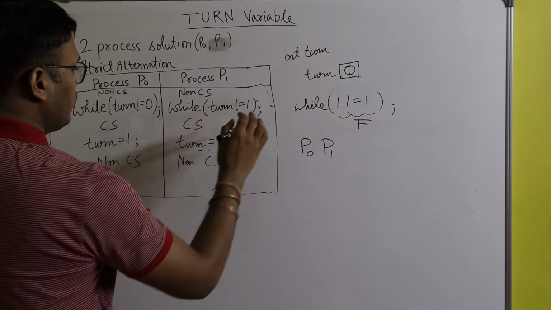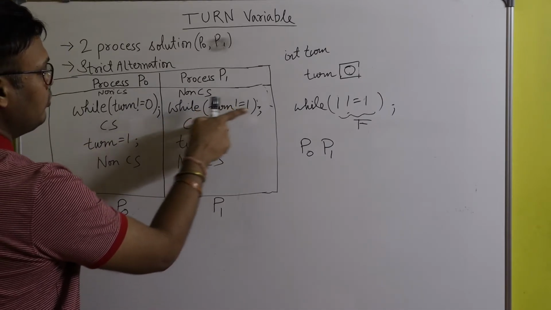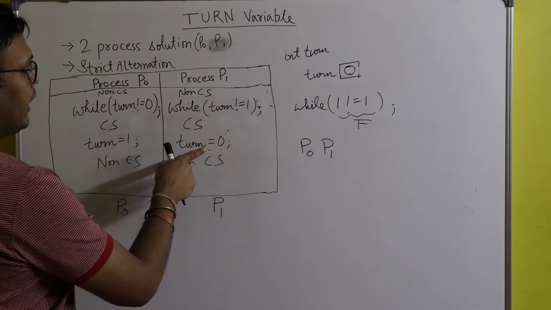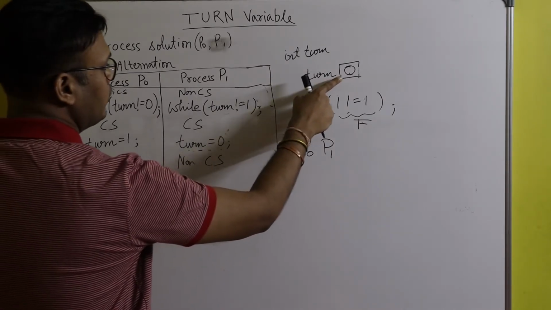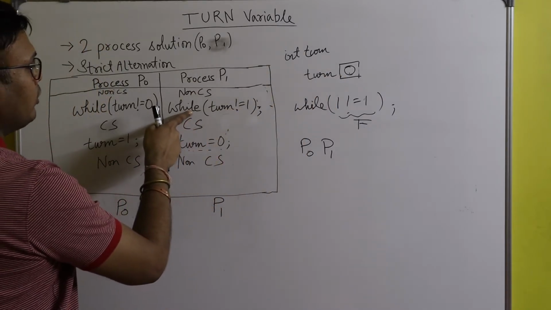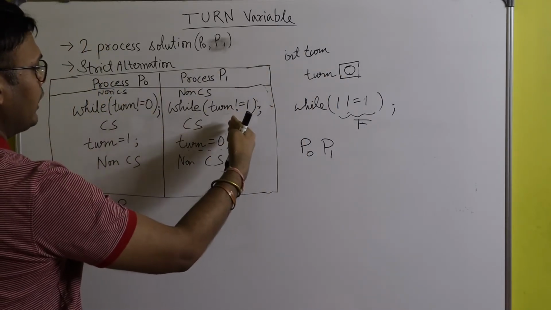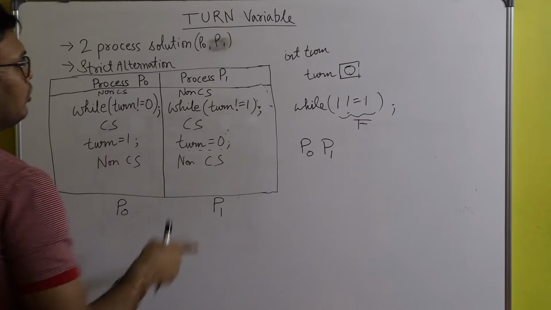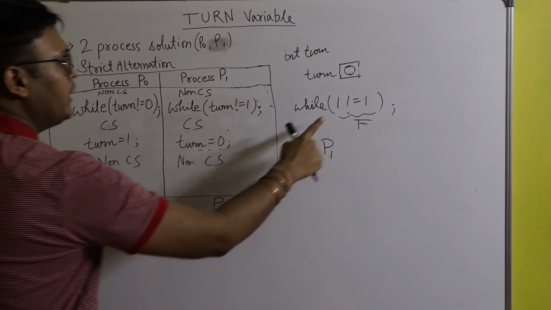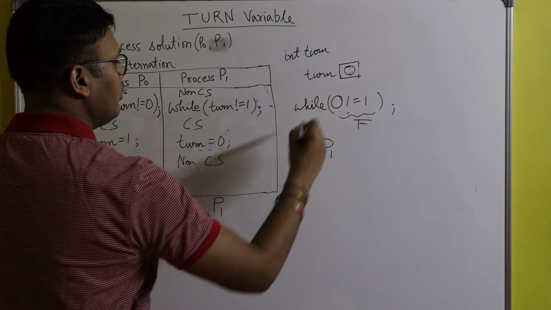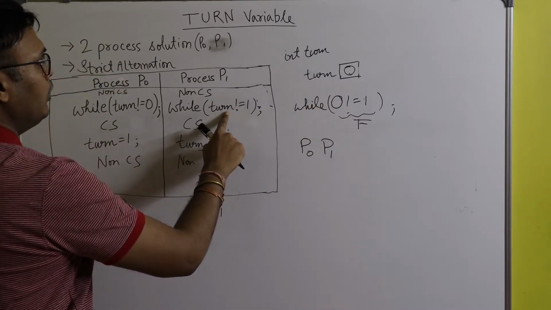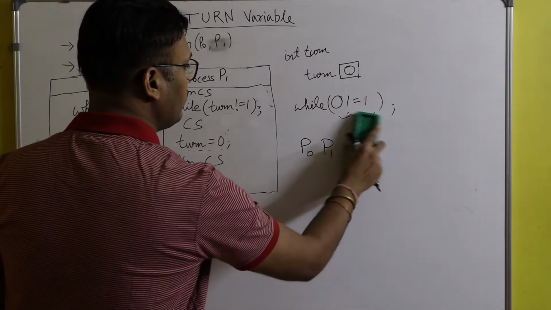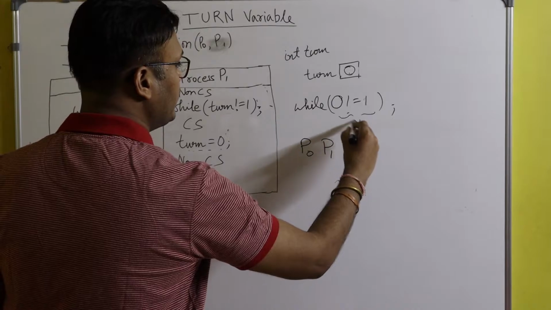For this, P1 will again execute this while loop. Before coming out from the critical section, P1 had made the value of turn 0. So when P1 again tries to enter the critical section, it will execute this while loop. Let's see what will happen. The value of turn is 0 now. While turn not equal to 1 means while 0 not equal to 1. Obviously, it's a true statement. 0 is not equal to 1.